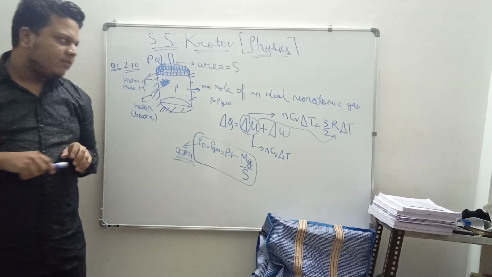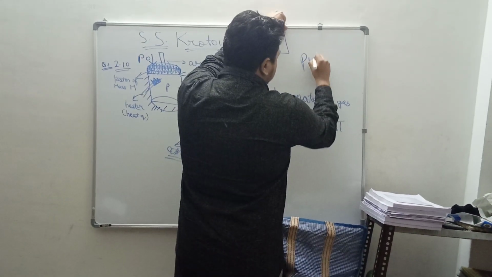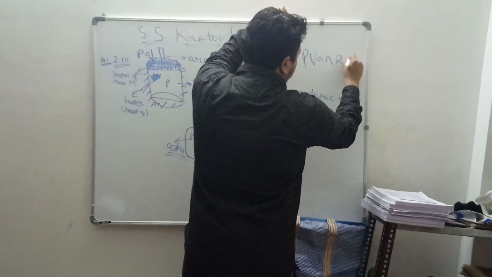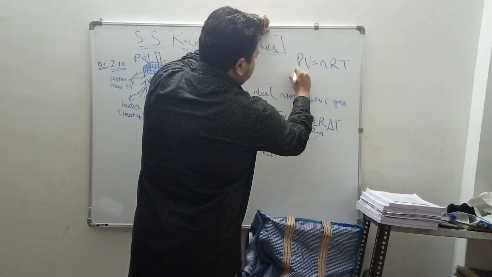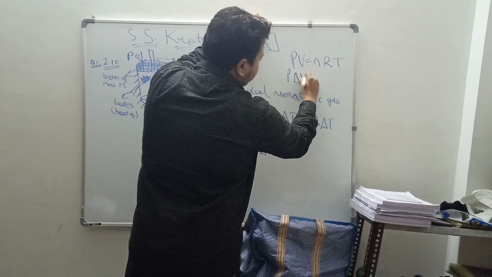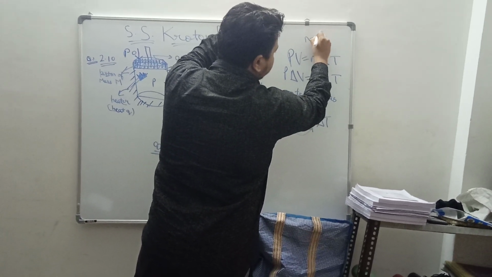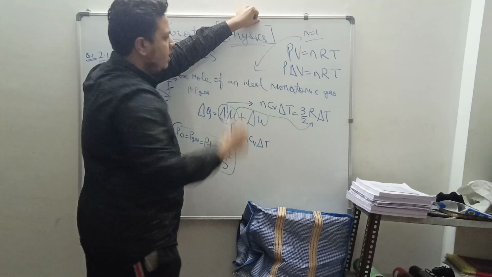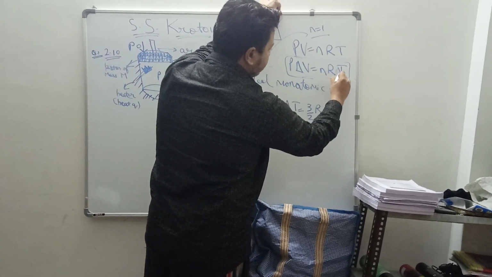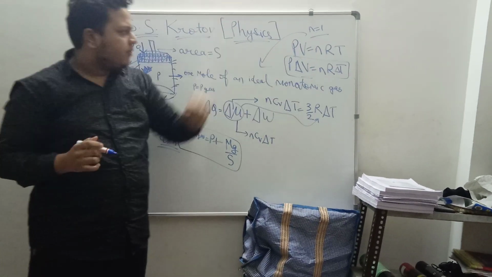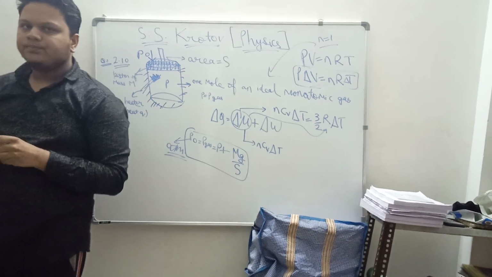Now, we always know PV equal to nRT for an ideal gas. Since pressure is constant here, as given in the question, only volume is changing. So we can use P delta V is equal to nR delta T, and n is equal to 1, which is given in the question. So P delta V equal to nR delta T is to be used. We can use this equation also. Till here, if you have any doubt, you can ask.